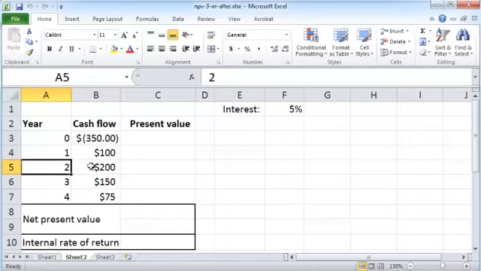At the end of a second year, you have a cash flow of $200 coming in. And at the end of the third year, you have a cash flow of $150 coming in, and fourth year, $75.